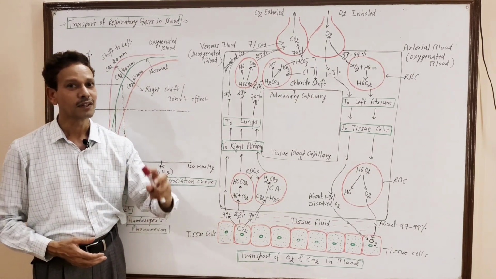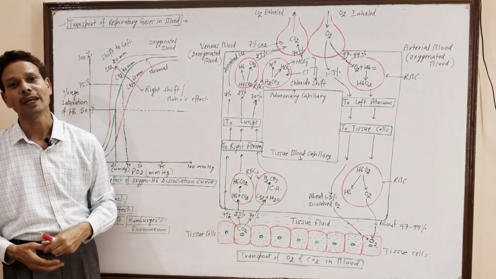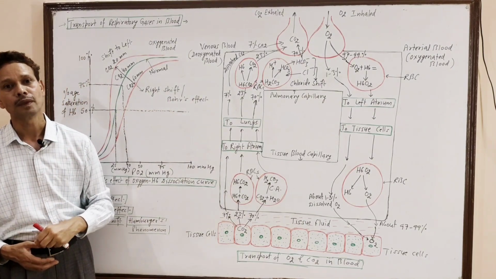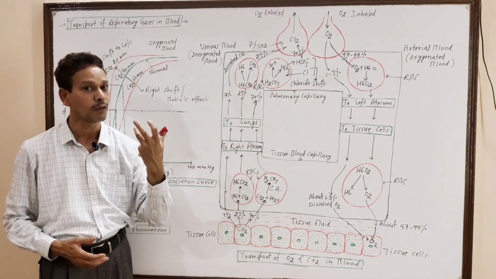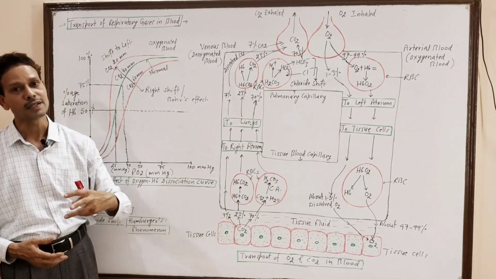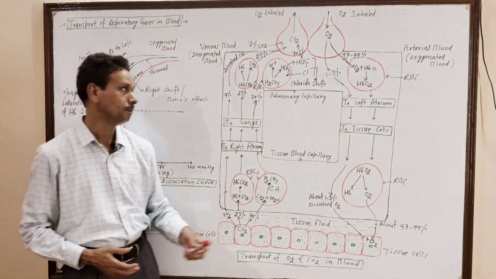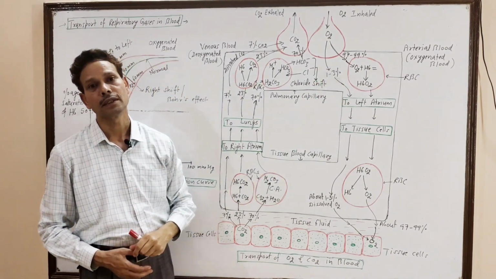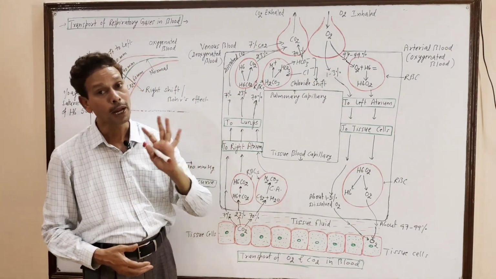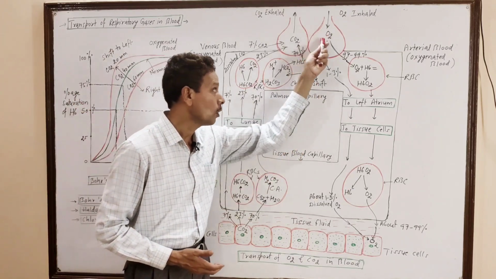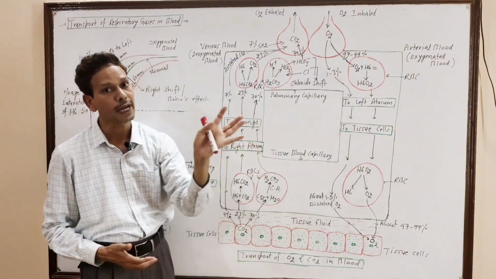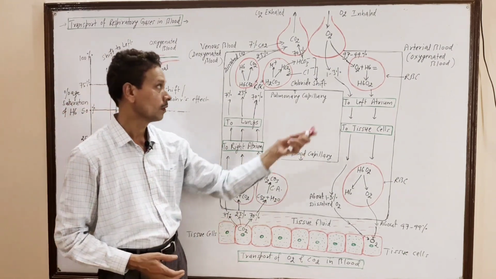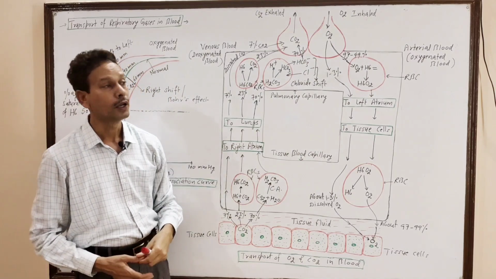Transport of gases occurs in two ways: transport of oxygen and transport of CO2. First of all, we will discuss transport of oxygen. It occurs in two forms. About 1 to 3% of oxygen gets dissolved in blood plasma. It means about 3% of oxygen gets transported in dissolved form via blood plasma.